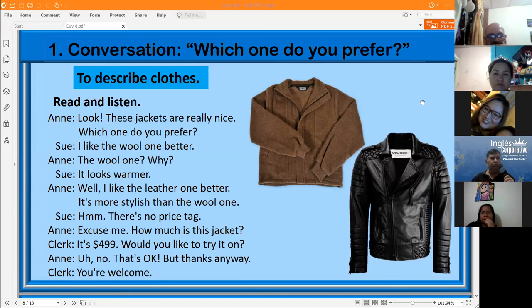Yes. Okay. Look, these jackets are really nice. Which one do you prefer? I like the wool one better. The wool one, why? It looks warmer. Well, I like the leather one better. It's more stylish than the wool one. There's no price tag. Excuse me, how much is this jacket? It's $499. Would you like to try it on? Oh, no, that's okay, but thanks anyway. You're welcome.